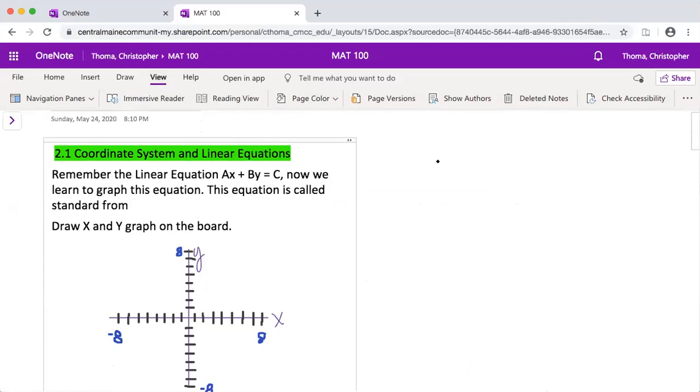Okay, in this video, we're going to talk about lines, how to graph them, and the different forms lines can be in. All right, so this is section 2 from Math 100. In college algebra, it's in chapter 3, but the concepts are exactly the same. So remember the linear equation ax plus by equals c, right? That is what we call the standard form of a line.